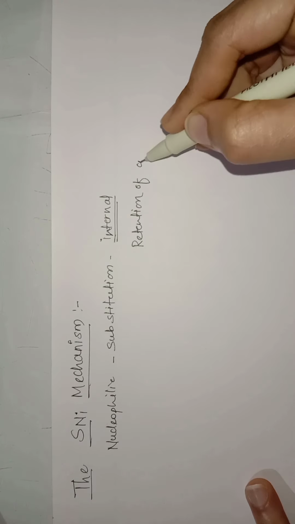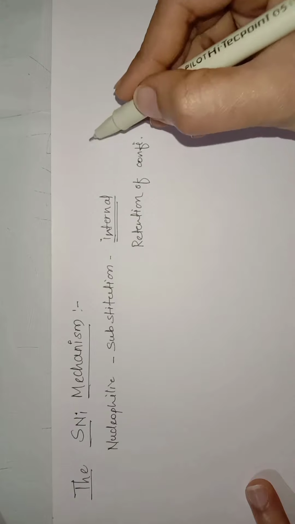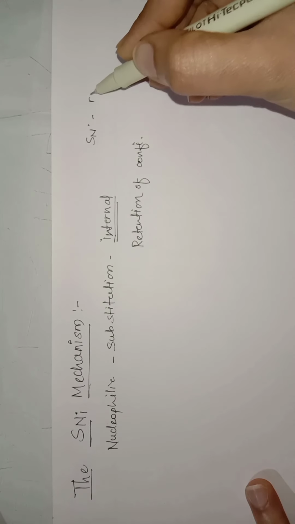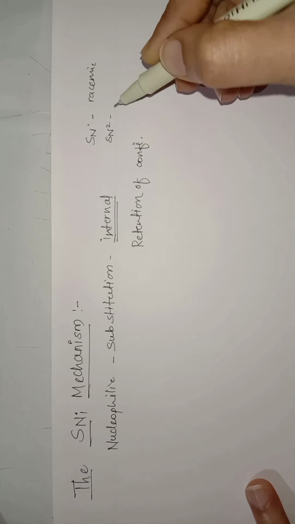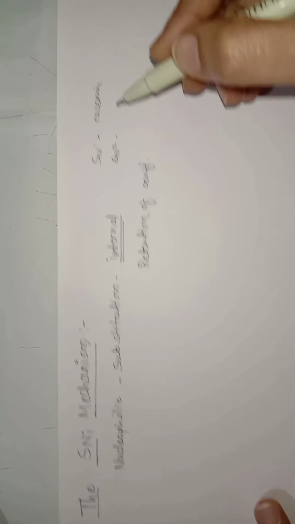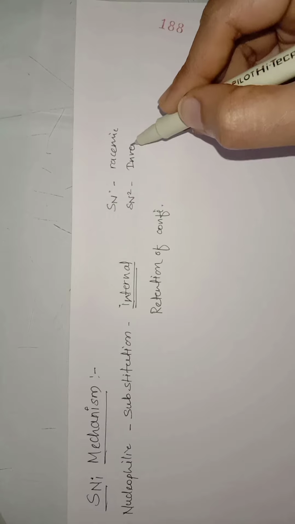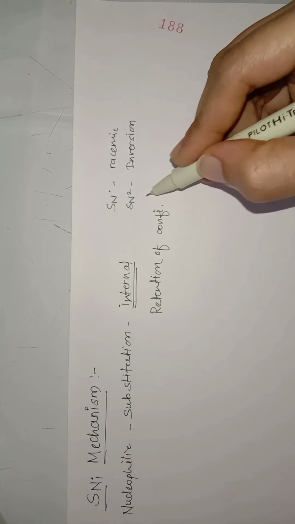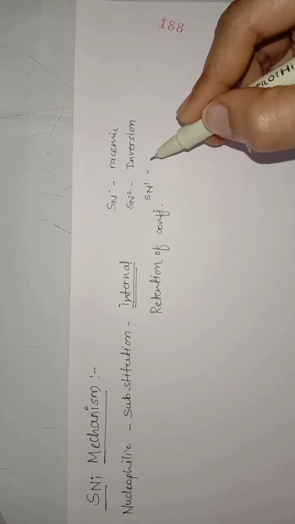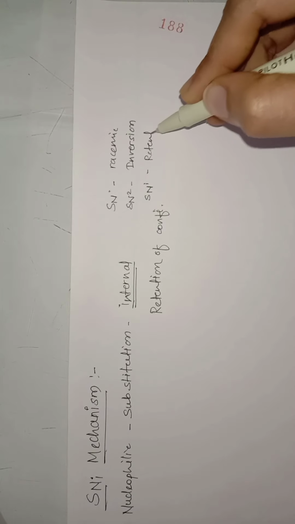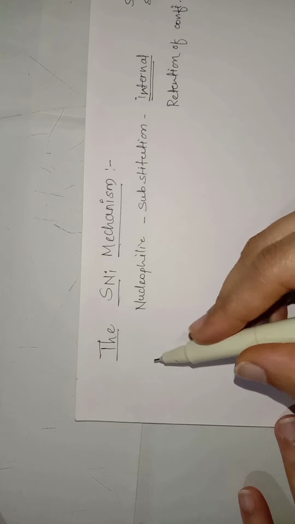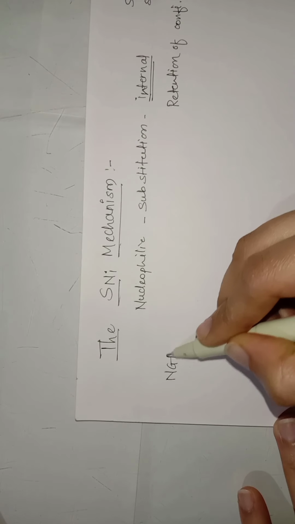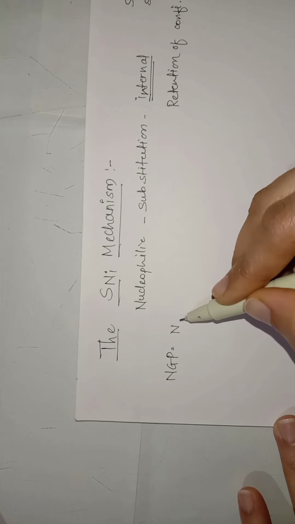Retention of configuration. In case of SN1 mechanism, formation of a racemic mixture was possible. In case of SN2 mechanism, there was inversion of configuration, right? And in case of SNi type of mechanism, it will give you retention of configuration. So in the last lecture, you have already discussed what is meant by NGP. So NGP stands for neighboring group participation.